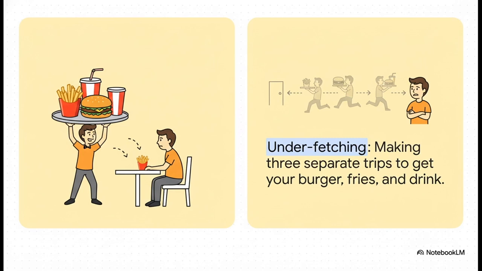But there's an opposite problem too, called overfetching. This is like when you only ask for a side of fries, but the kitchen has a rule that they can only send out the full combo meal. So your waiter brings you a burger, fries, and a drink, and you just have to pick out what you wanted. Both of these are pretty inefficient.